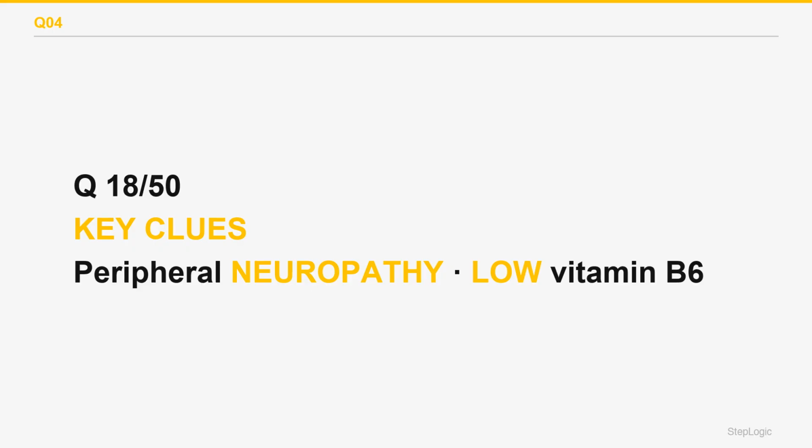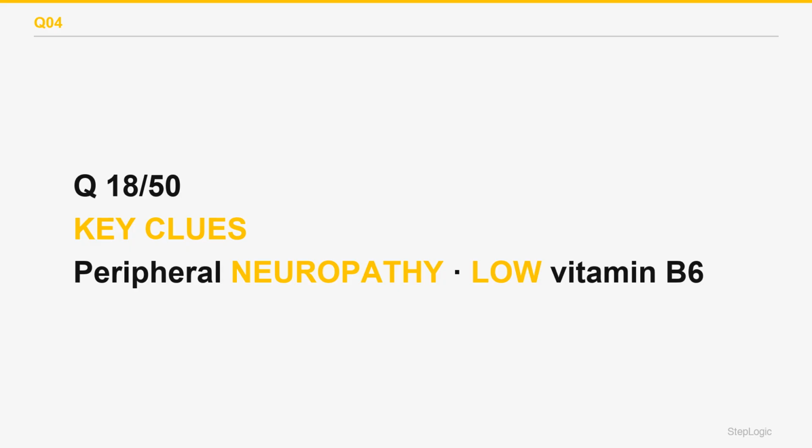Isoniazid depletes pyridoxine, vitamin B6, by forming a complex that is excreted, and pyridoxine is required for the synthesis of myelin and neurotransmitters. The result is a dose-related peripheral neuropathy, which is why pyridoxine is given prophylactically with isoniazid, particularly in patients with diabetes, alcohol use, malnutrition, pregnancy, or HIV.